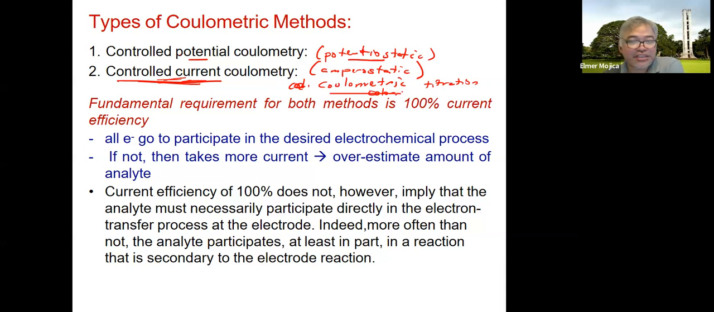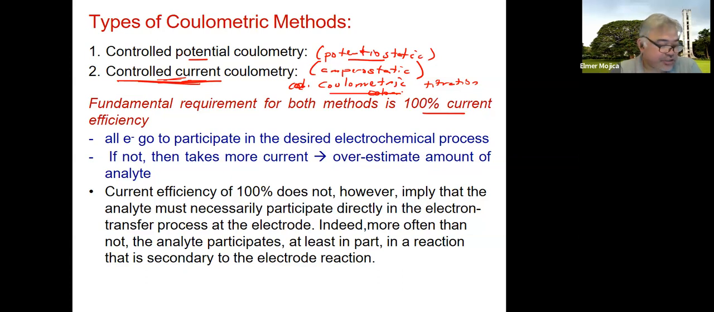Now, there is a fundamental requirement for both of these methods. Both of them should have 100% current efficiency. That means all the electrons participate in the desired electrochemical process. So each Faraday of charge must bring about a chemical change in 1/n moles of analyte, where n is the number of electrons equivalent to 1 mole of the analyte. If not, what will happen? It takes more current, leading to an overestimate of the amount of the analyte. So you have to make sure that this requirement is met.